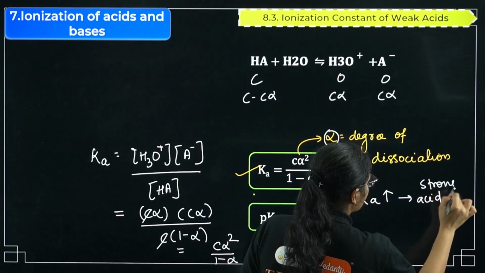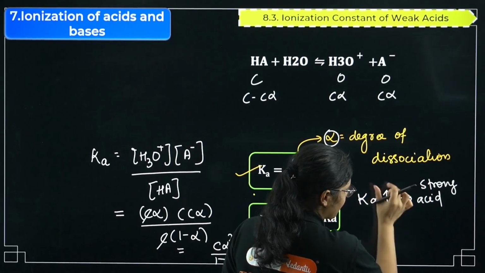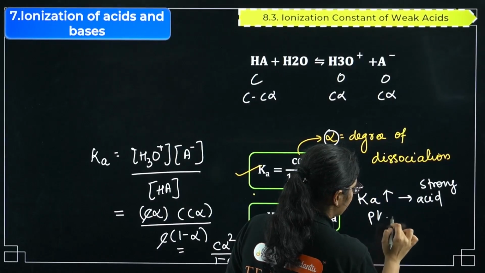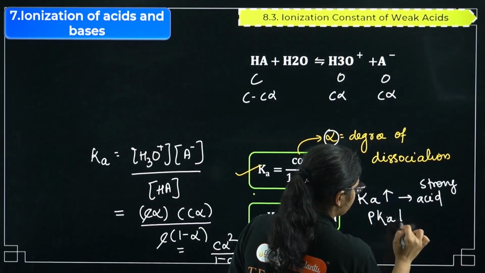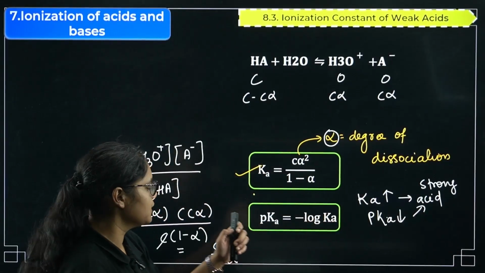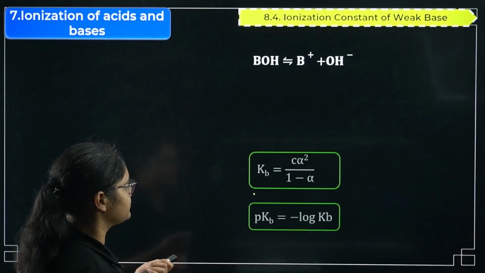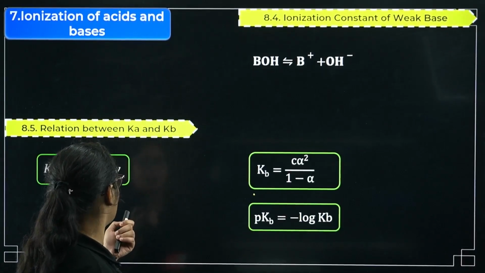Okay, if Ka value is very high, then it is a strong acid, and at the same time if Ka value is very high, that means pKa value is low. That also means a strong acid. Okay, so please note down this one. Next, we have the same thing for base as well. The same way we can discuss.